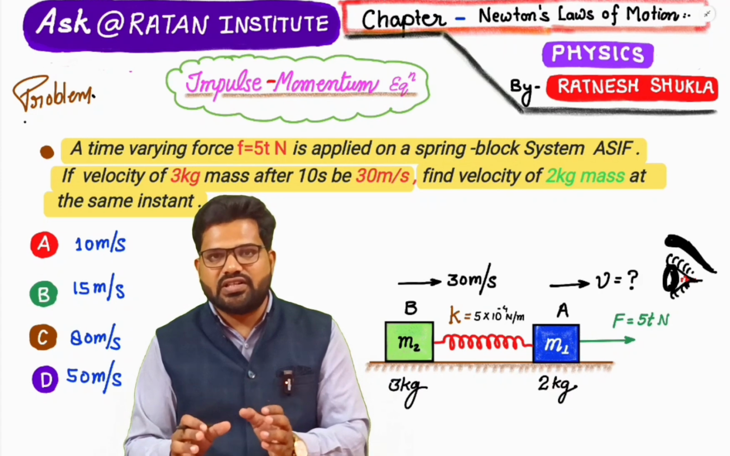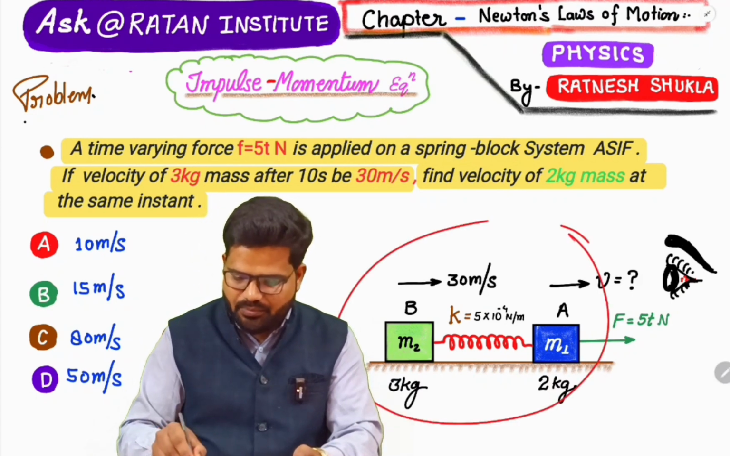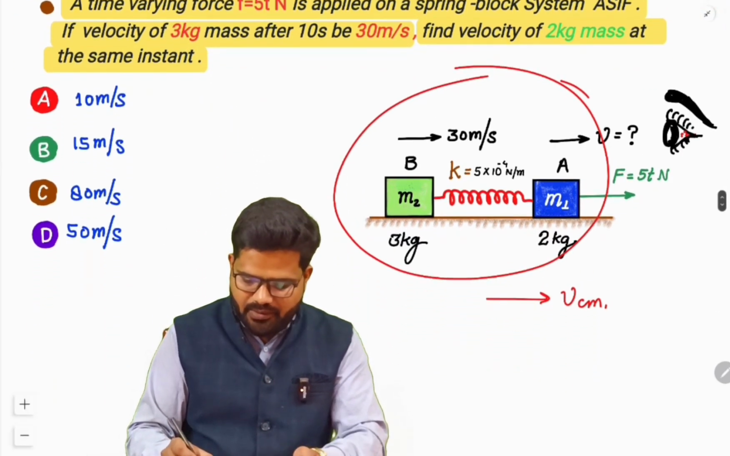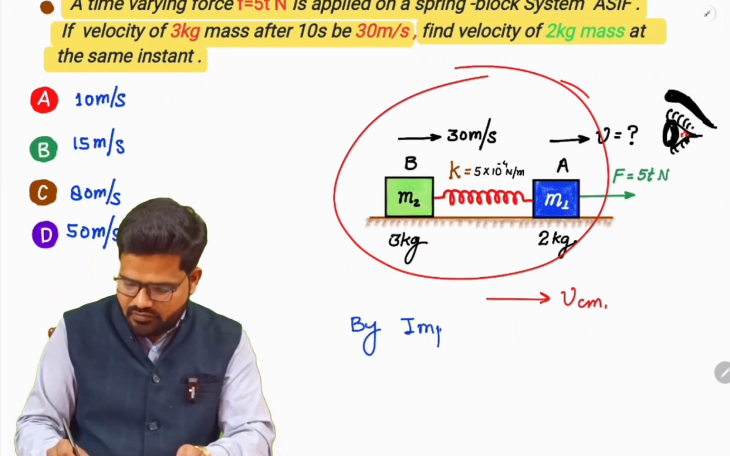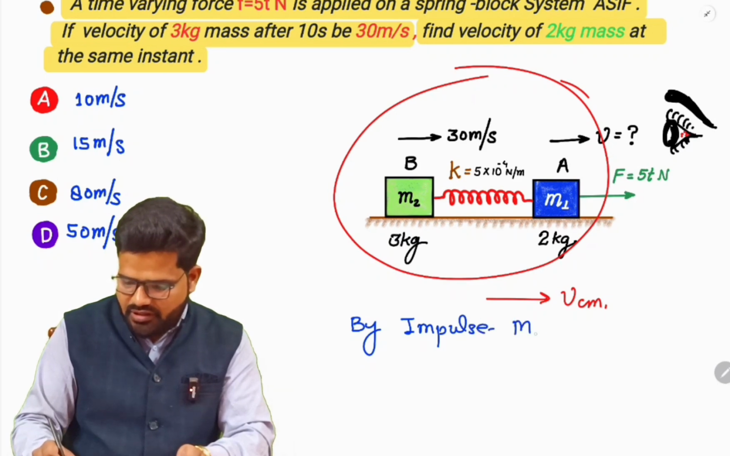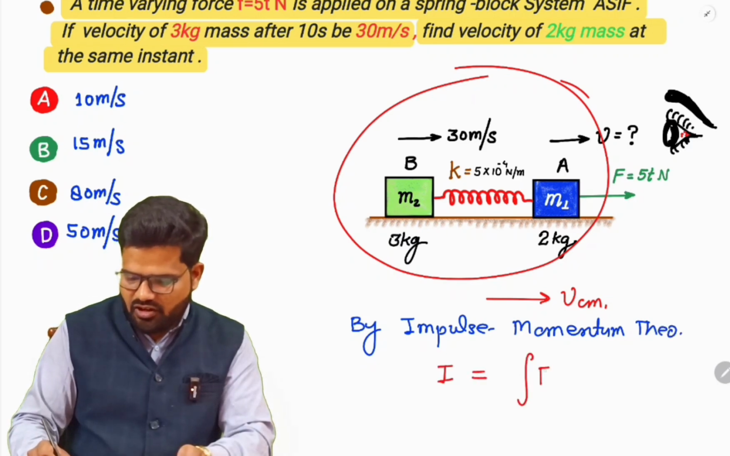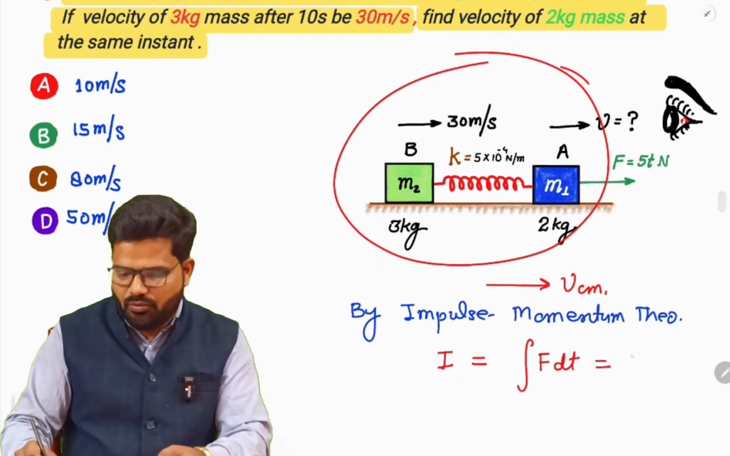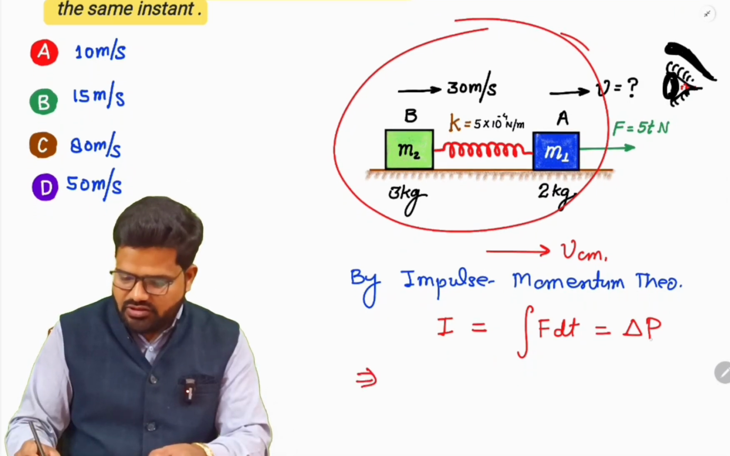So first we are going to consider the blocks as a system, and the velocity of the system, suppose, is capital V. This is the velocity of the center of mass. Now apply the impulse momentum theorem. By the impulse momentum theorem, impulse is the time integral of the force, integral F dt, and this is equal to the change in momentum of the system.